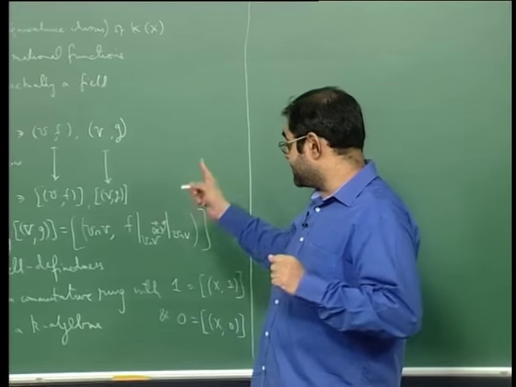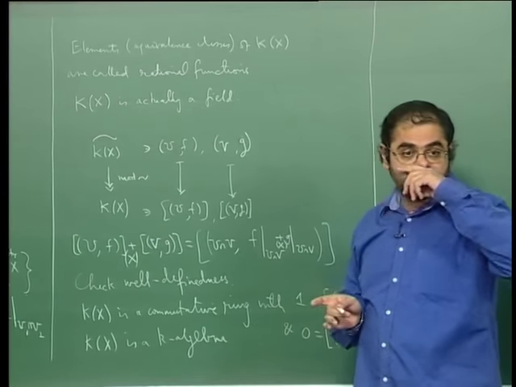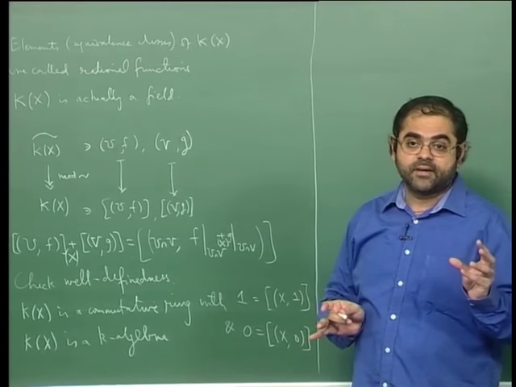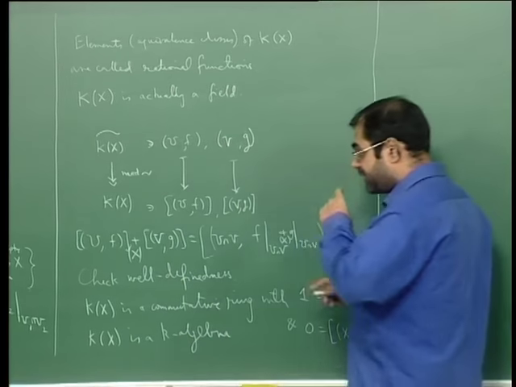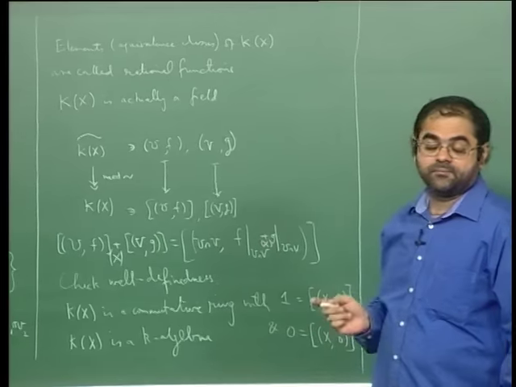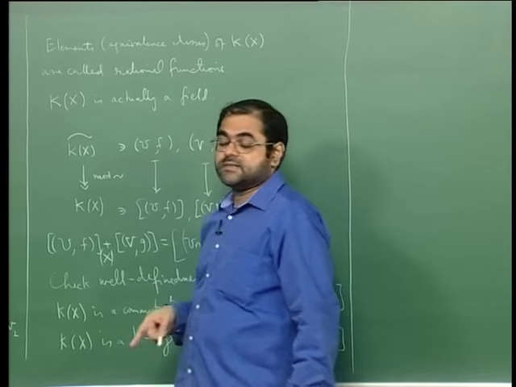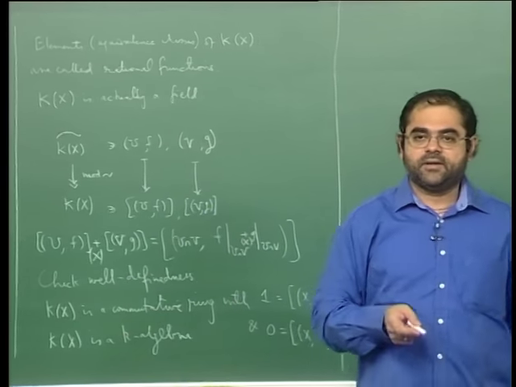But the point is, in this case, the only maximal ideal you get is 0, and so you will get a field. So why is this a field? To show that this is a field, I will have to tell you that every non-zero element here is invertible.